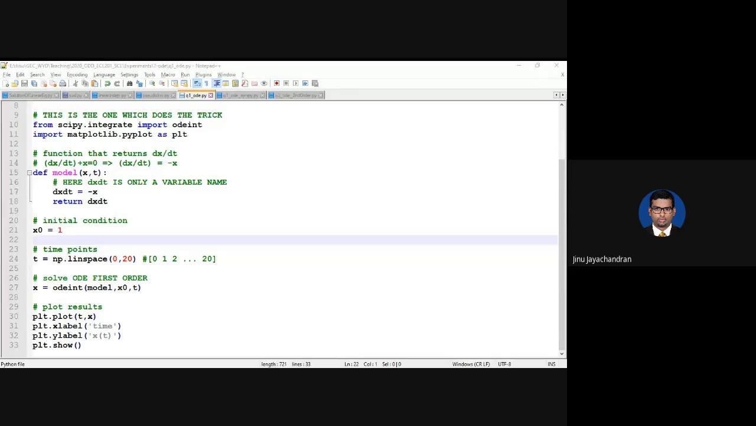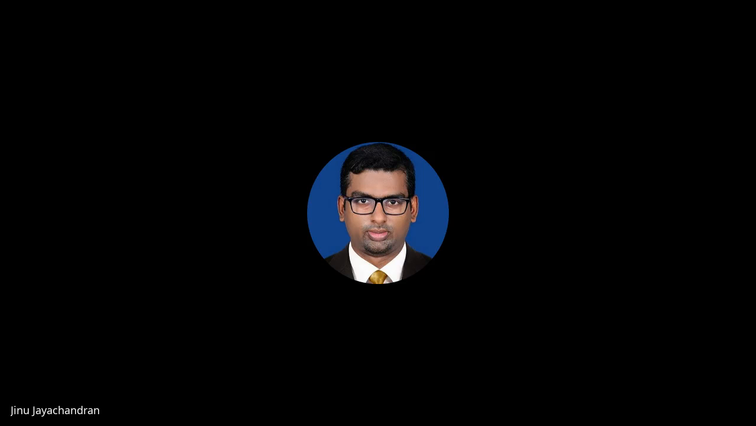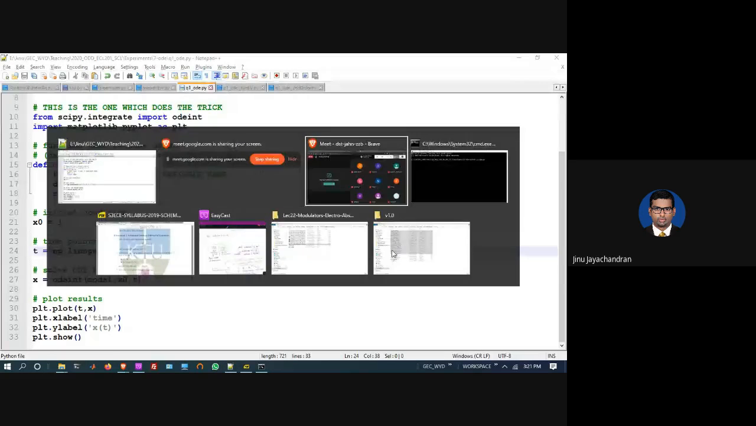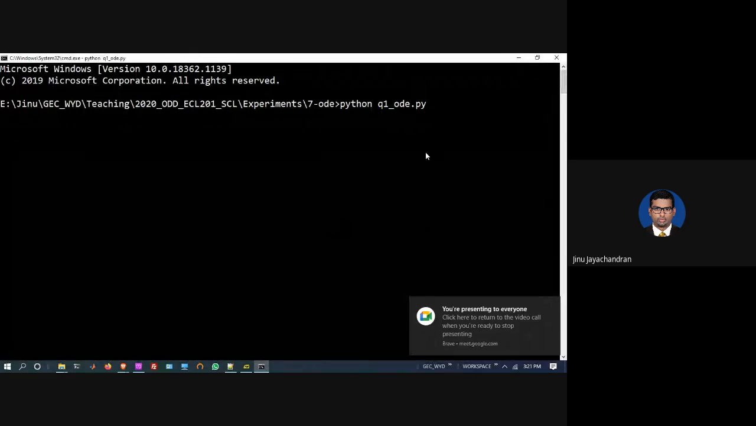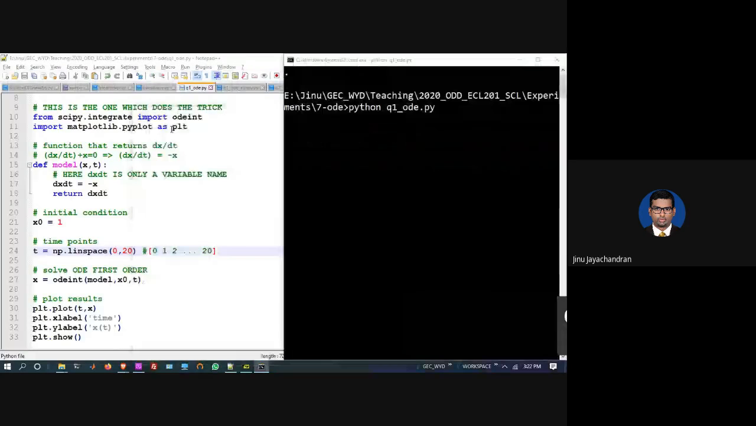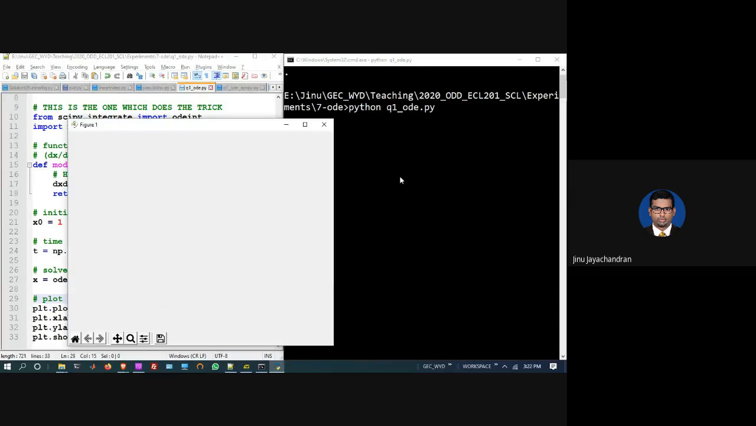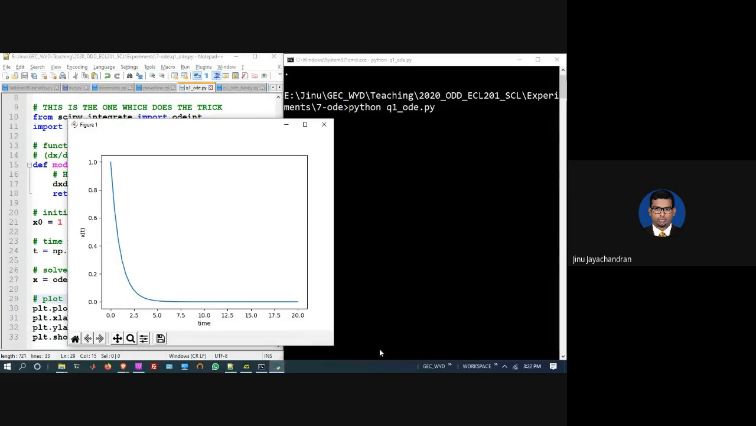Okay, let me just share my full screen. So I have run this, and you can see it is an exponentially decaying function, because e raised to minus t square by 2 is an exponentially decaying function. So that is how you plot. Okay, so I hope you have understood this.